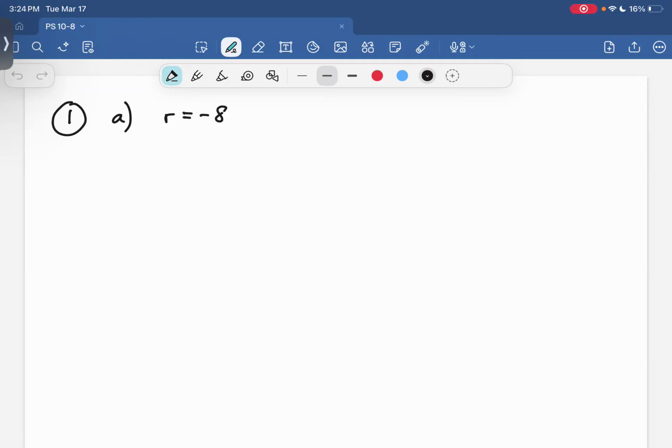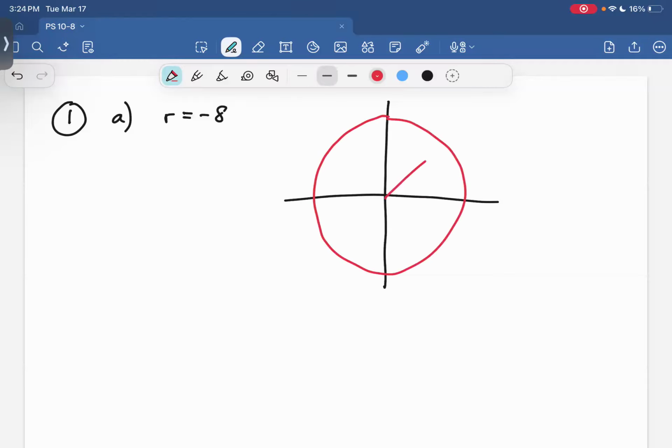This is a circle with radius 8. That's because this is all the points that are -8 away from the origin. But if we have -8 away from the origin, that's also just the points that are +8 away from the origin. So it's just going to be this graph here.